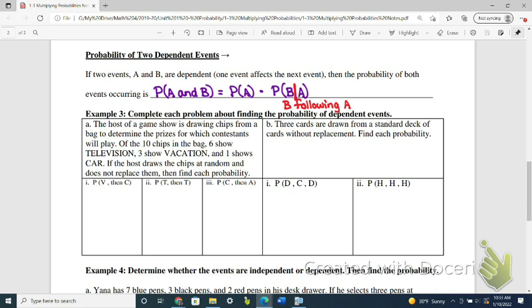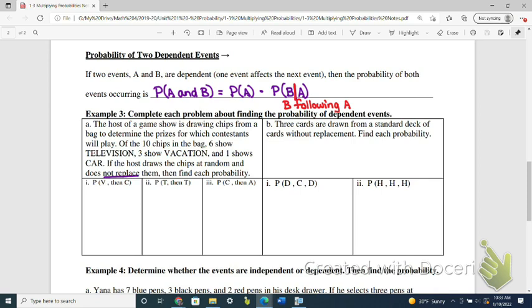So if I look at example 3A, it says a host of a game show is drawing chips from a bag to determine the prizes for which a contestant will play. Of the 10 chips in the bag, 6 show television, 3 show vacation, 1 shows car. If a host draws the chip at random and does not replace it, then find the probability of each.